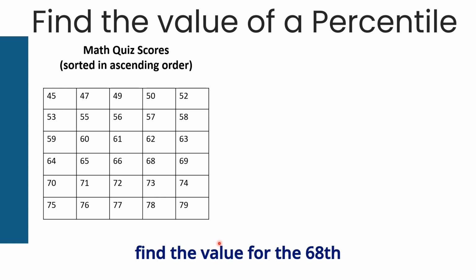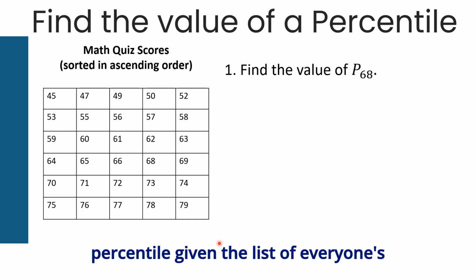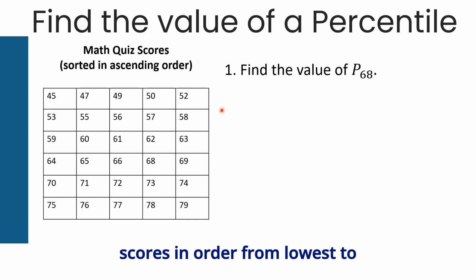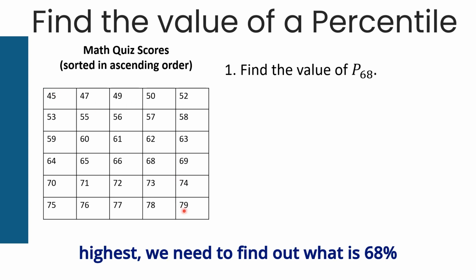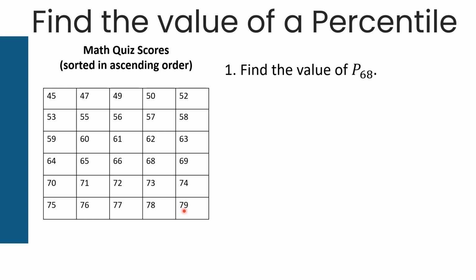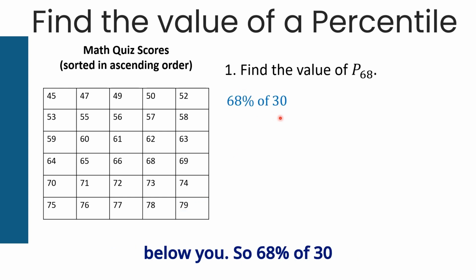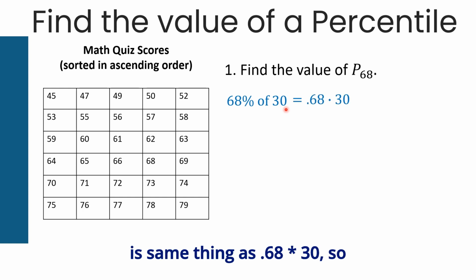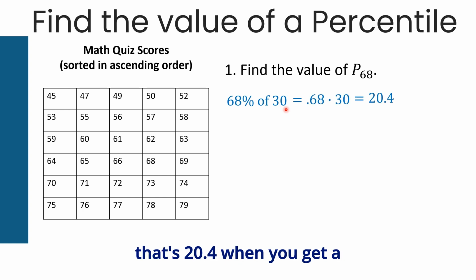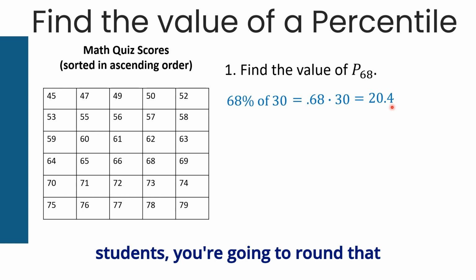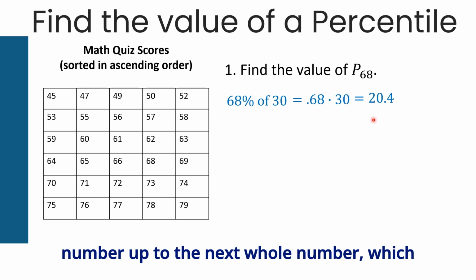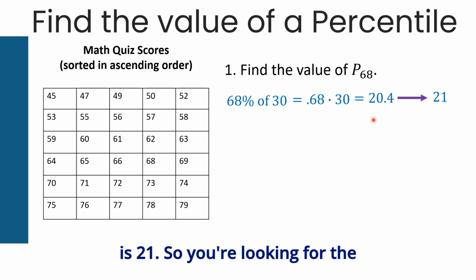If we want to find the value for the 68th percentile, given the list of everyone's scores in order from lowest to highest, we need to find out what 68% of 30 is, which is how many students scored below you. So 68% of 30 is the same thing as 0.68 times 30, so that's 20.4. When you get a decimal result, because you cannot have 20.4 students, you're going to round that number up to the next whole number, which is 21.